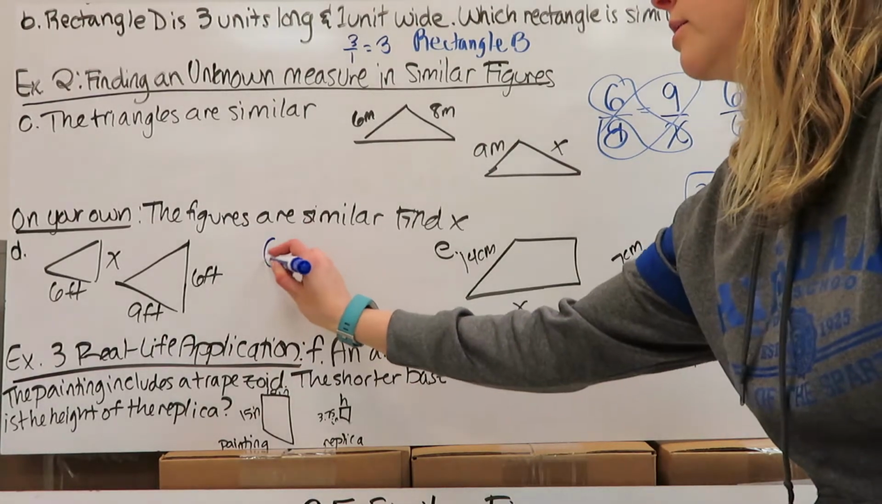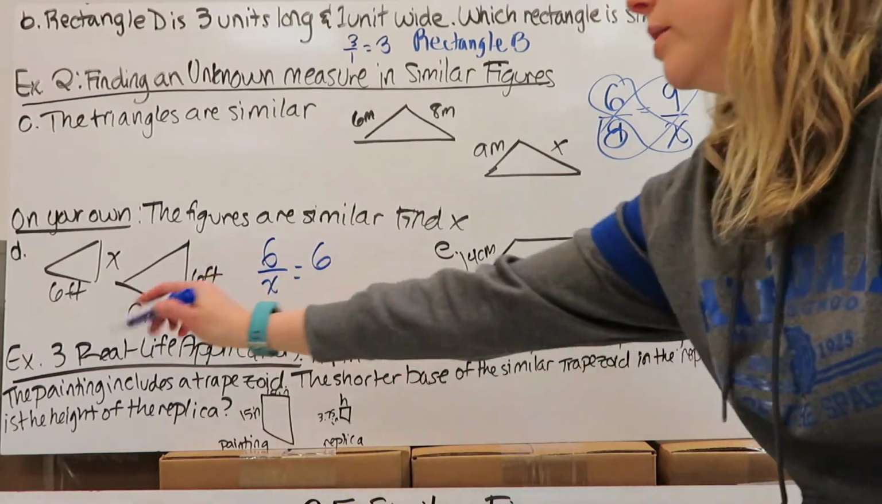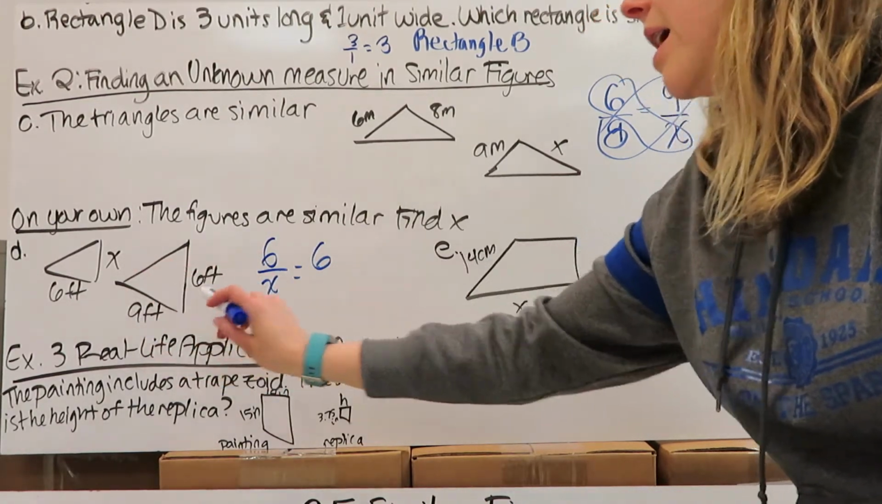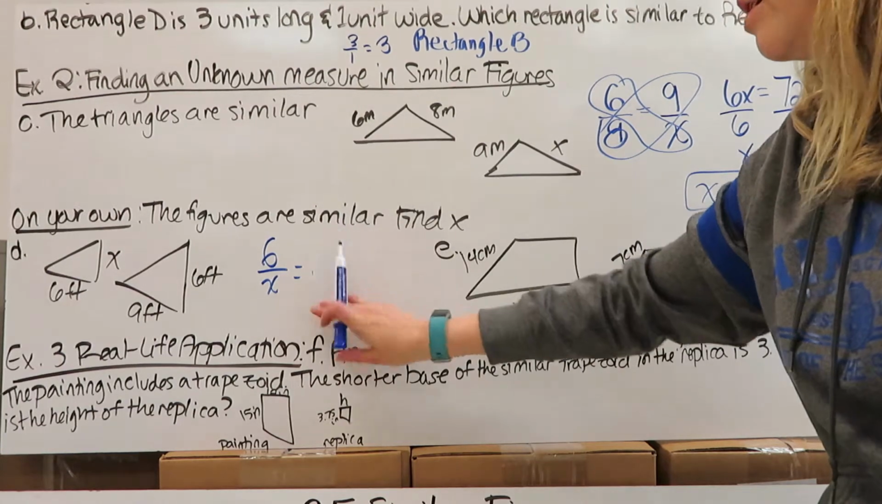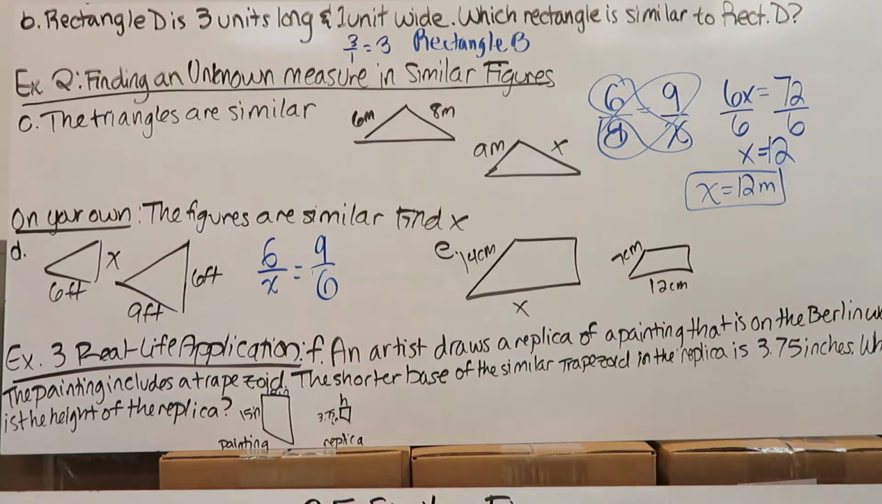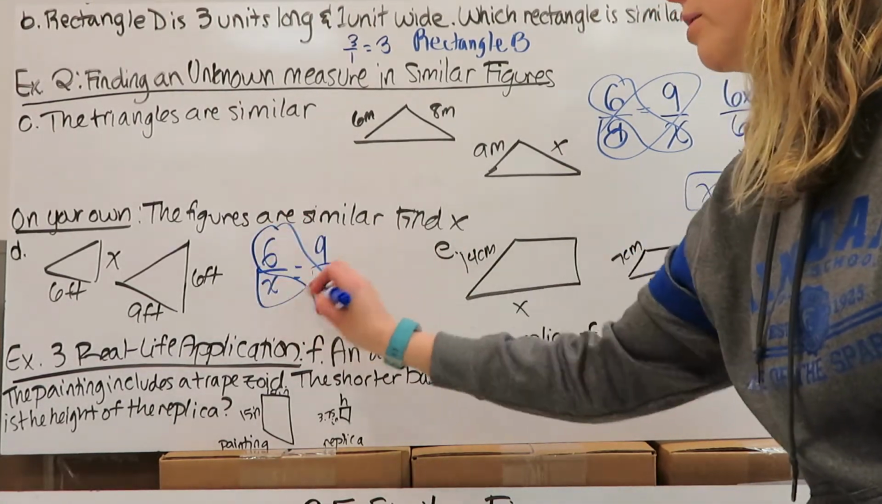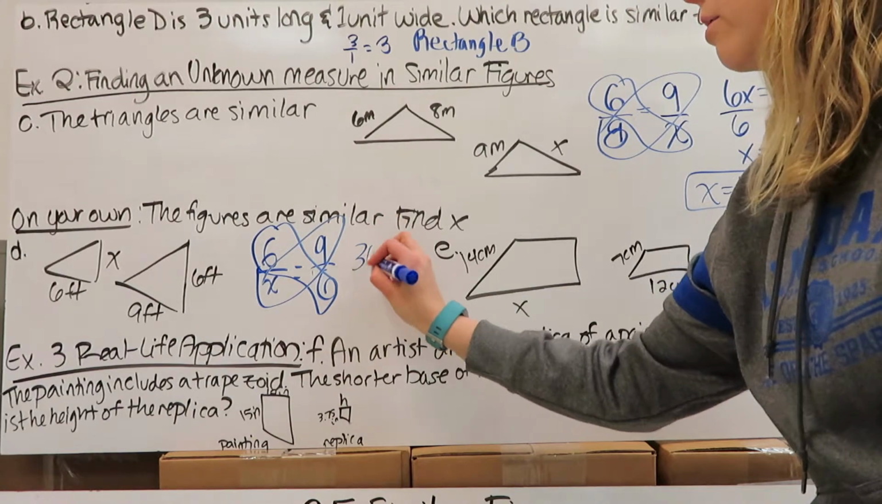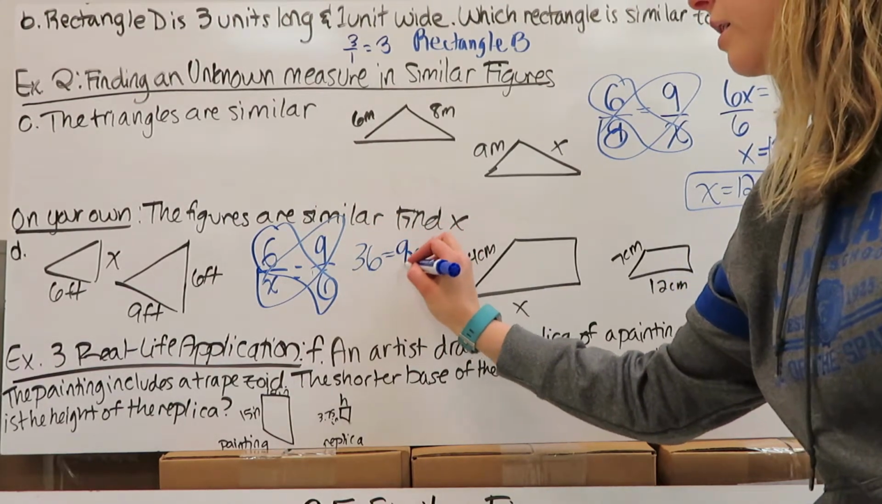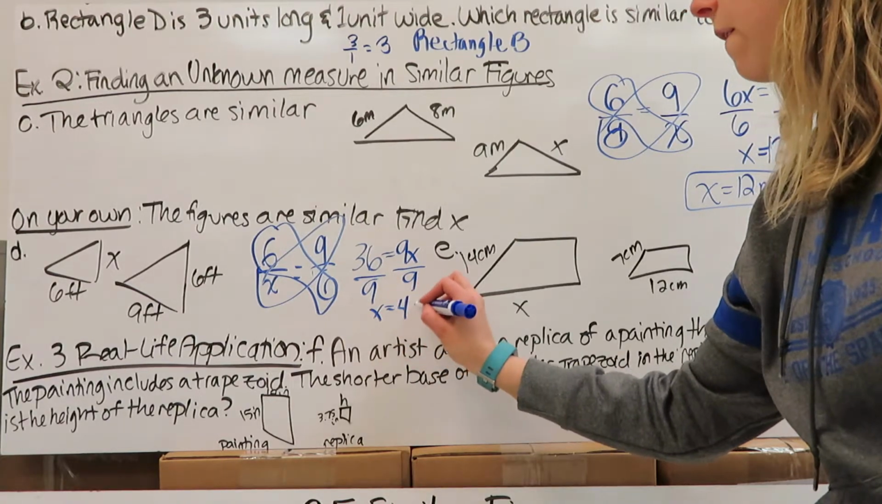All right, 6 to x equals 9 to 6. Got to be careful. I was going a little too fast. If you go too fast, sometimes you're going to have some really silly mistakes. So I'm going to cross multiply and then divide. 36 equals 9x. Here's my division. X equals 4 feet.